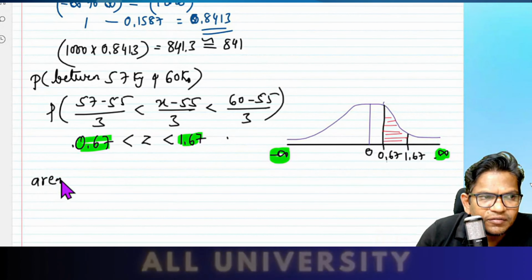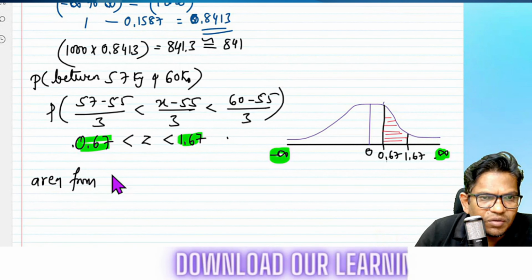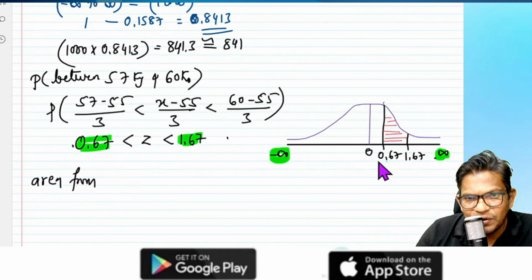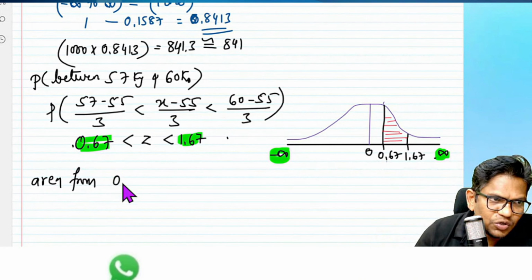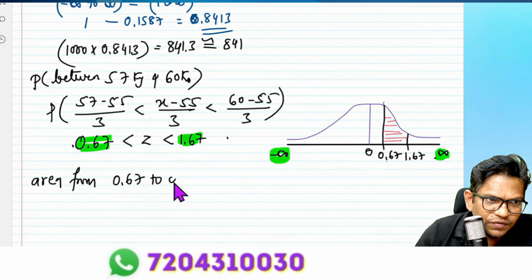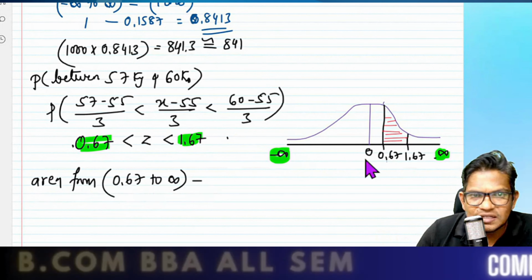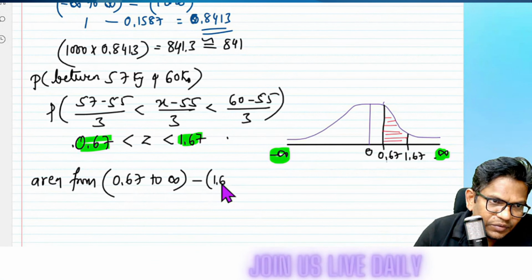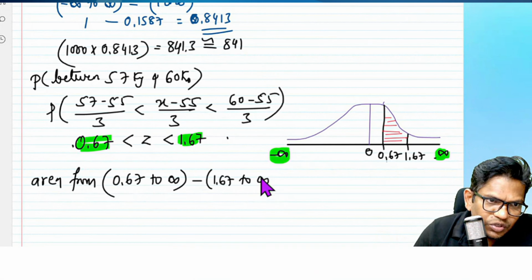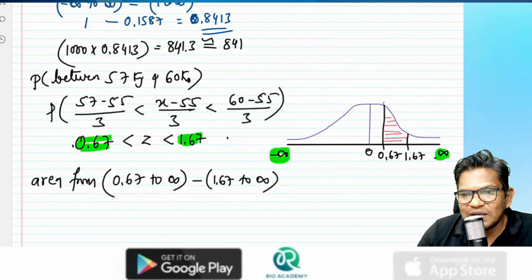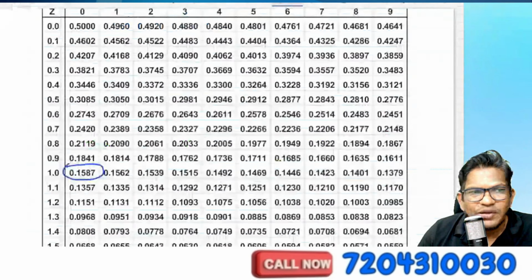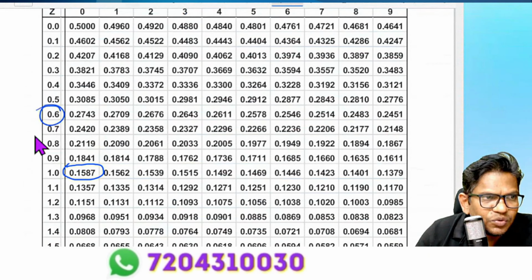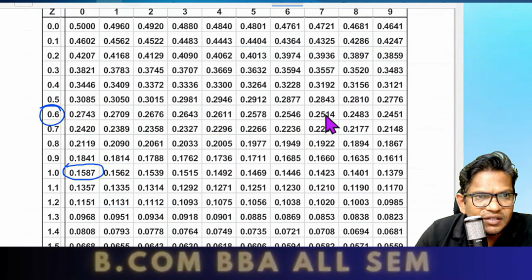Look at that. Area from 0.67 to infinity, minus again 1.67 to infinity. Now tell me the area, same thing. What do we calculate? So very easy. 0.67, this is the 0, and where does the 7 come? The 7 comes here.